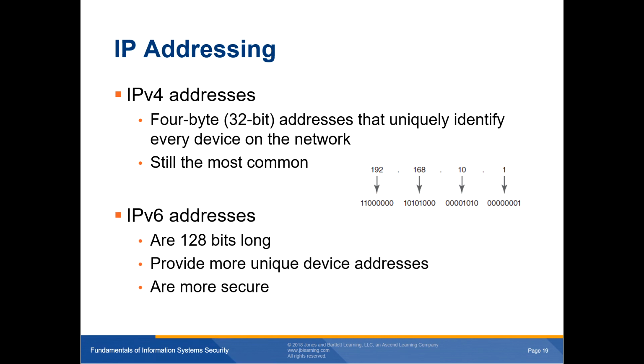IP version 6 addresses are 128 bits long, provide more unique device addresses, and are more secure because security is inherent in IP version 6. However, while many companies and organizations have moved to IP version 6, IP version 4 is still the most prevalent. Now, one problem with IP version 4, of course, is that we've already run out of IP version 4 addresses. So that's one issue.